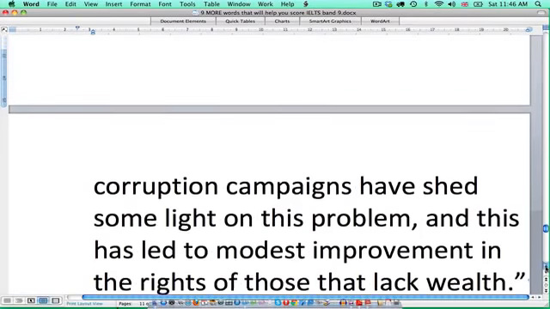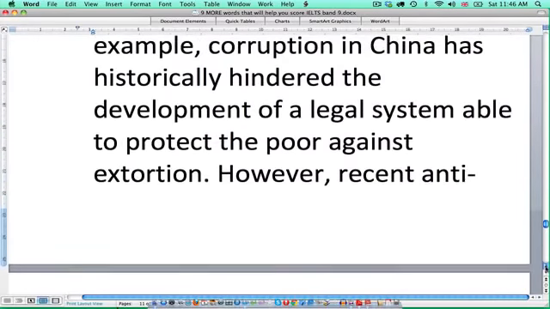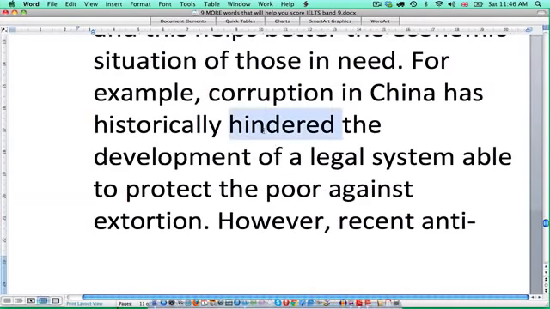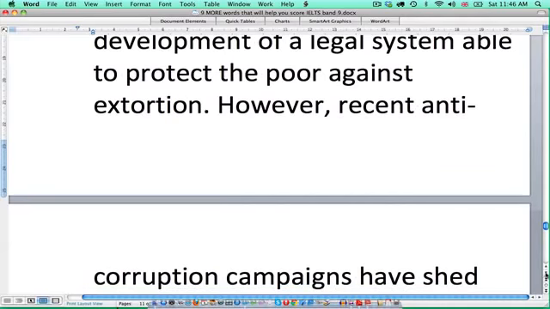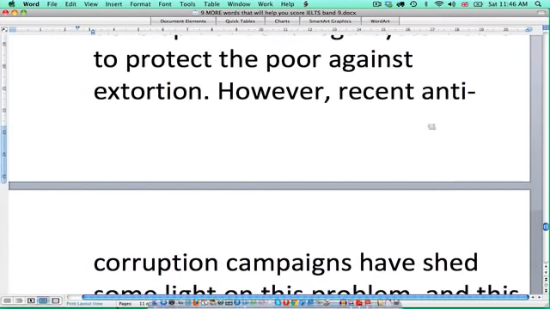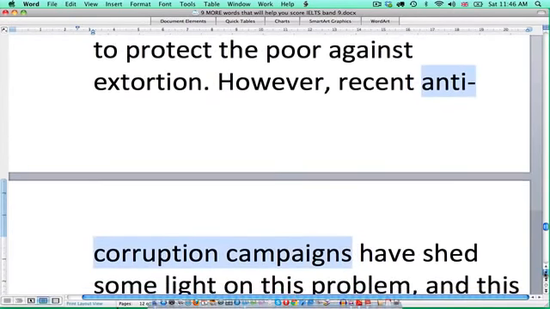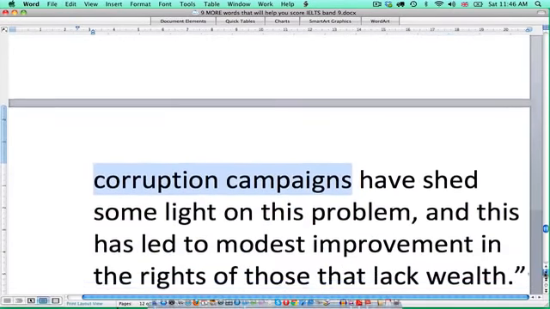Okay, and so all we were trying to do here is show how you could use hinder. So hinder means to weaken, so corruption in China weakens the ability for China to develop its legal system. But then we turn it around and we say that things have been improving because the problem of corruption is being tackled by anti-corruption campaigns. And ultimately this has led to some modest improvement.